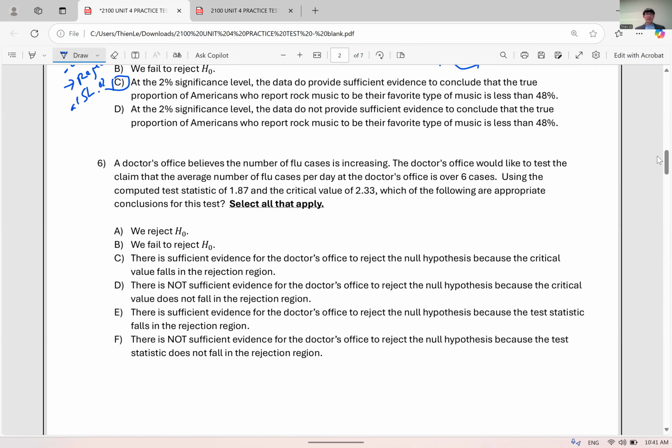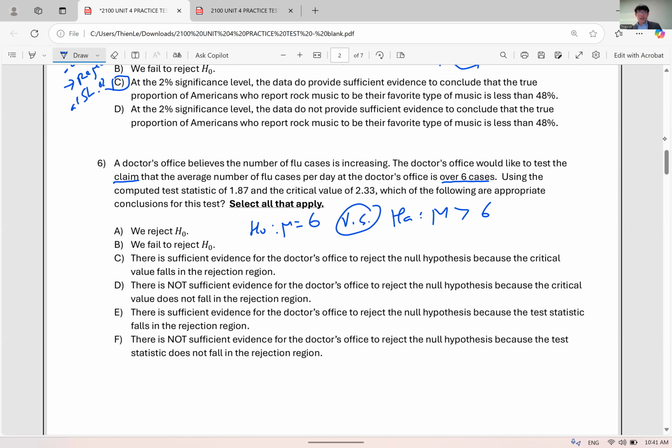6. A doctor of fish believes the number of flu cases is increasing. The doctor of fish would like to test the claim. So what is the claim he wants here? The average number of flu cases per day at the doctor of fish is over 6 cases. So average, right? So he wants to prove HA versus H naught. So put the equal sign.